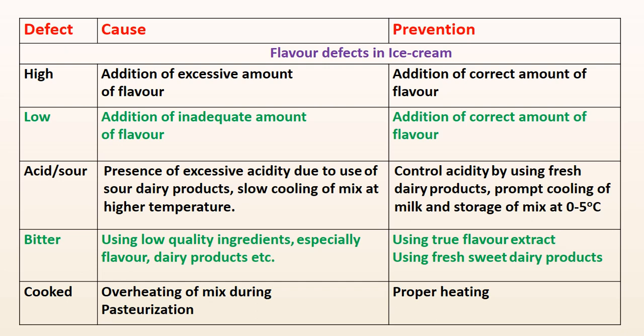The third one is acid or sour flavor, due to the presence of excessive acidity, due to use of sour dairy products and slow cooling of mix at higher temperature. The prevention is control of acidity by using fresh dairy products, prompt cooling of milk and storage of mix at 0 to 5 degrees Celsius.